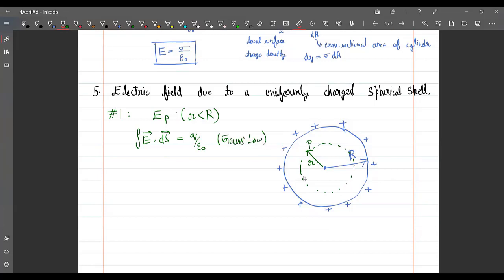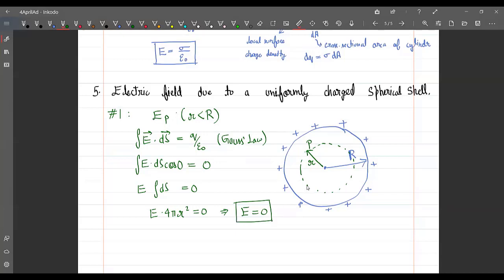But there is no charge inside. All the charges are outside the surface. So here you can write E ds cos 0. The charge is 0. So E into integration of ds is 0. Integration of ds, this is a sphere. So you can write E into 4 pi r square is 0. That means your electric field is 0. So inside the concentric shell, the electric field is 0.